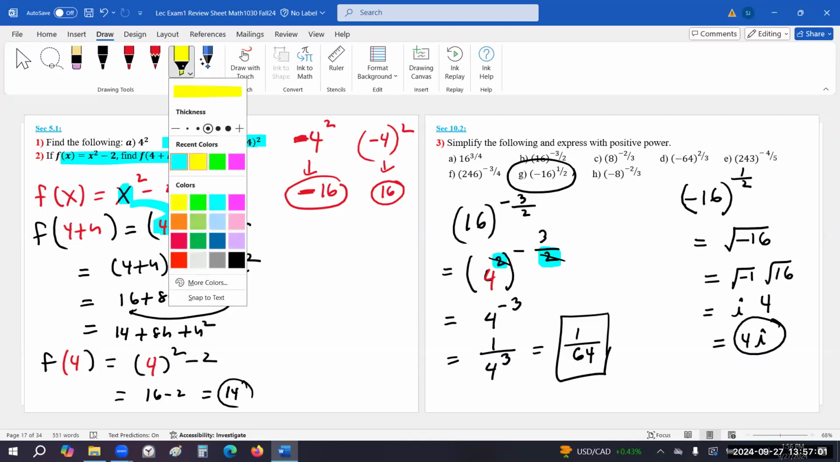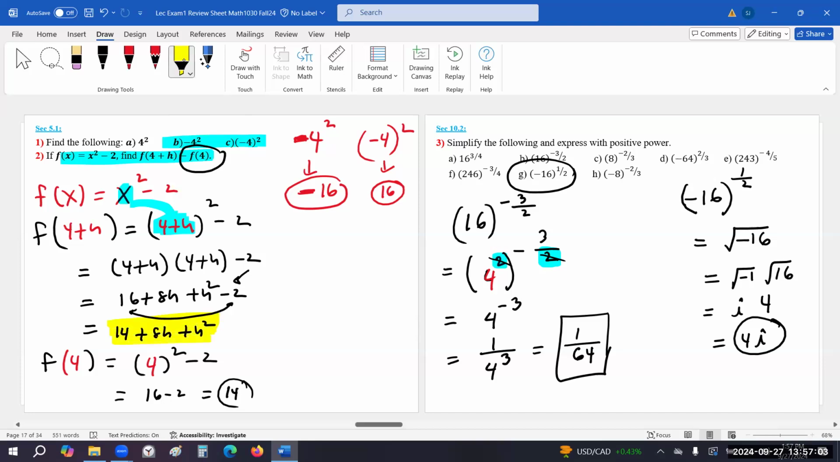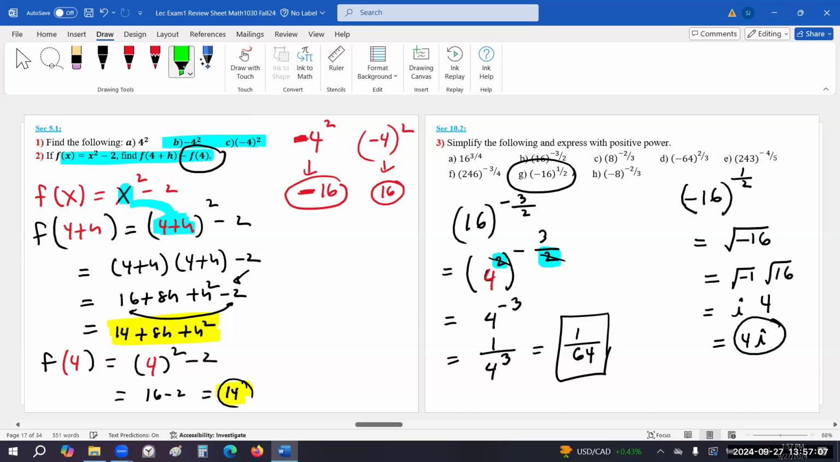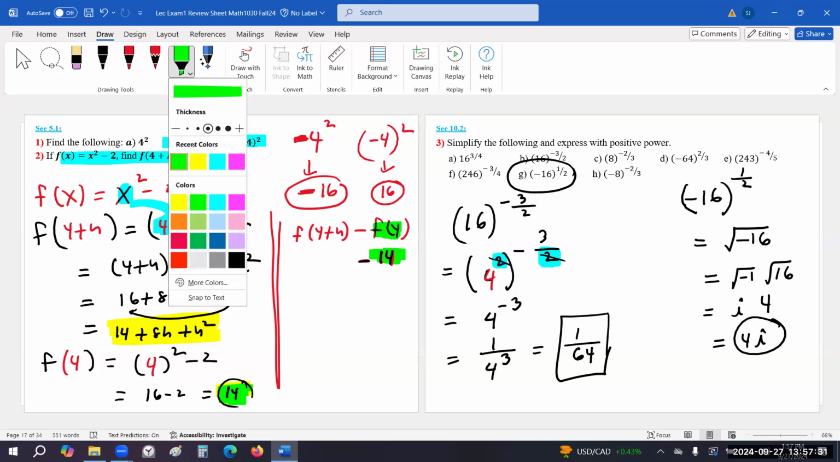Actually, let me use different labels. So this is part 1, and this is part 2. And now they want us to combine them: f of 4 plus h minus f of 4. So f of 4, we found, is 14. So we subtract 14. But the first one we found is a big expression.